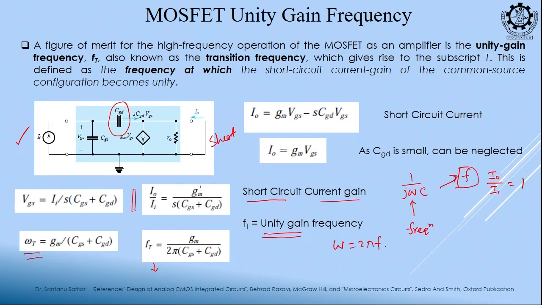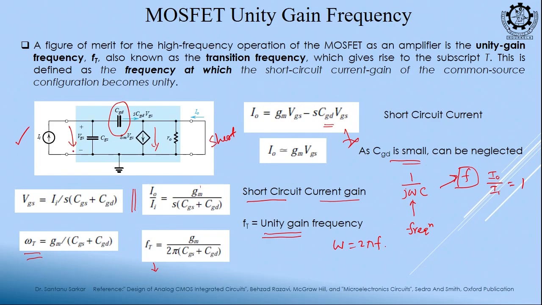Okay. So, if you do the KCL at this node, gmVgs is this current and s into Cgd into Vgs is the current flowing through this cap, right. This is in Laplace. So, as this CGD is very small, we are neglecting this at this moment to make this calculation easier.